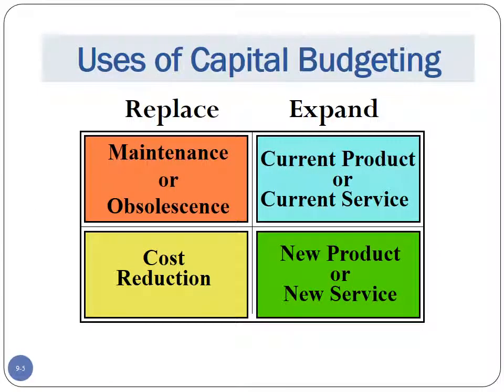Capital budgeting is basically suited to 4 types of decisions. If we look at replacing equipment, we can do it for maintenance needs or for obsolete equipment, or we can do it to reduce costs. If we're looking at expanding equipment, we're looking at taking on an expansion of a current product or current service, in other words, just making more of what we've already got, or venturing out into a new product or a new service. So these are the 4 basic questions that the capital budgeting process seeks to answer.